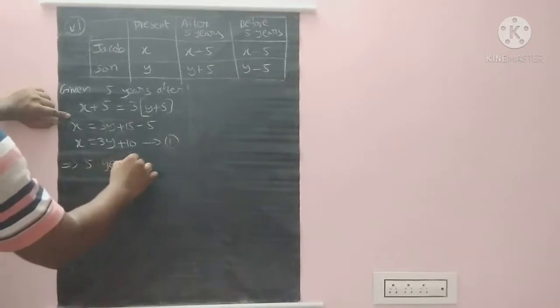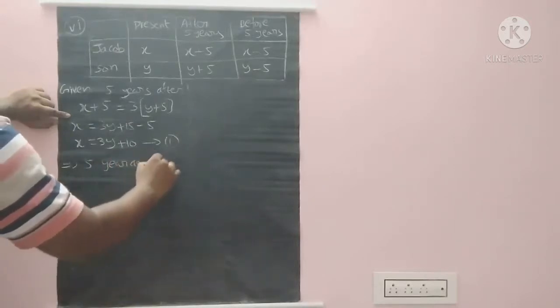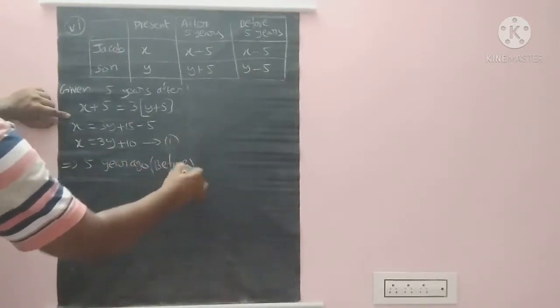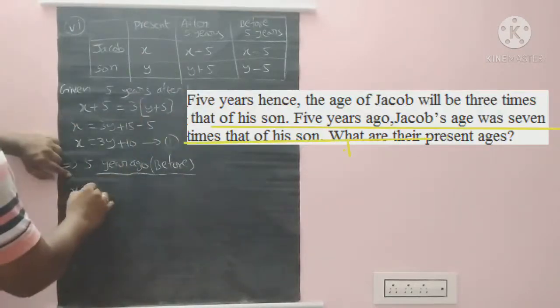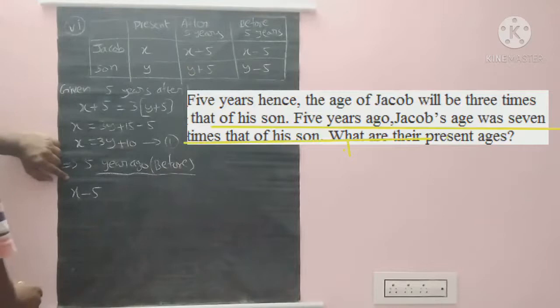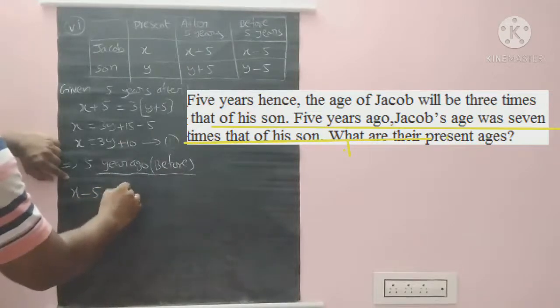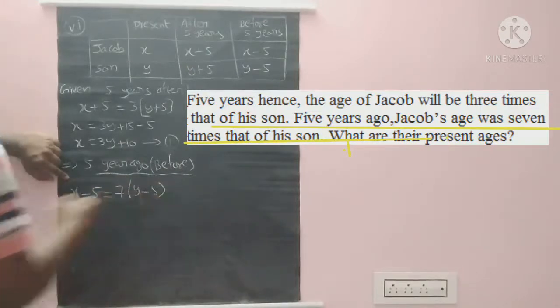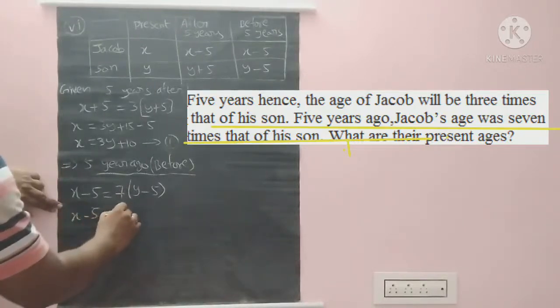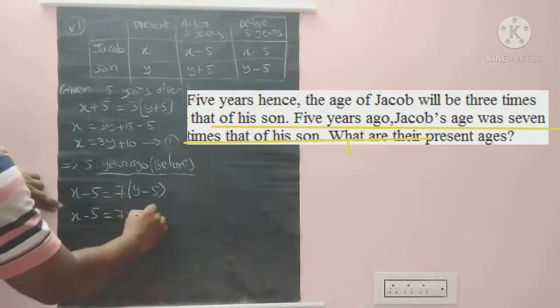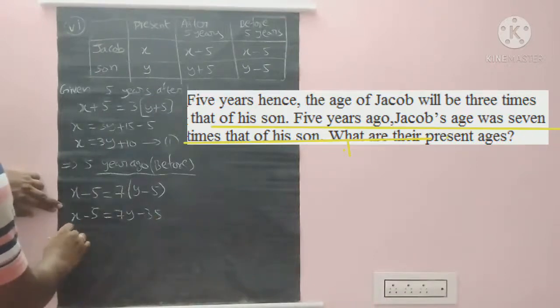The next condition: 5 years ago, that means before, Jacob was, at that time Jacob is x minus 5, the Jacob's age was 7 times the son's age. x minus 5 is equal to 7y minus 35.